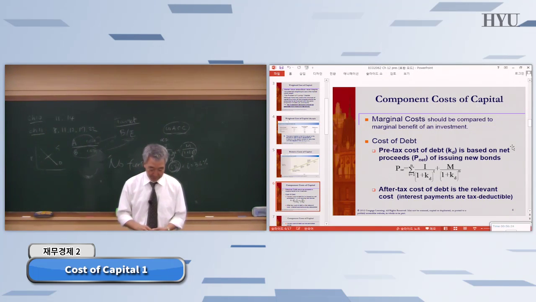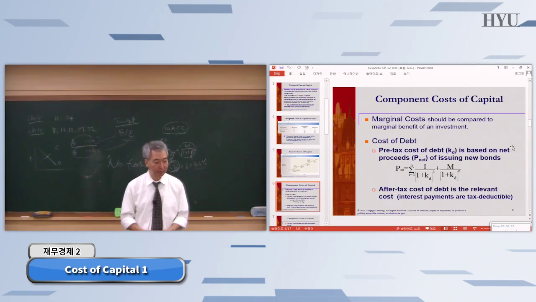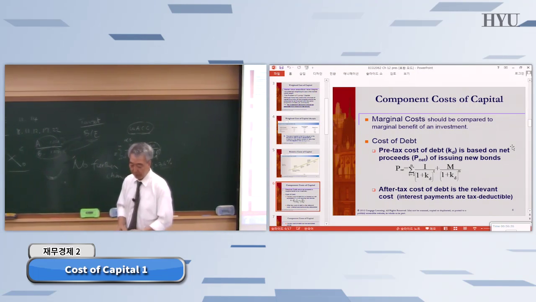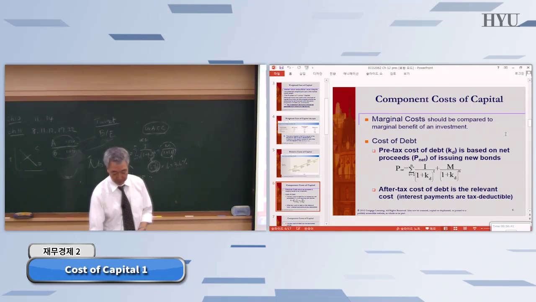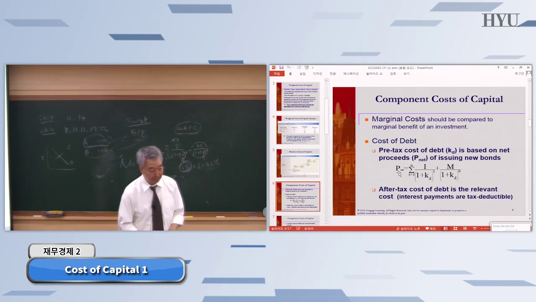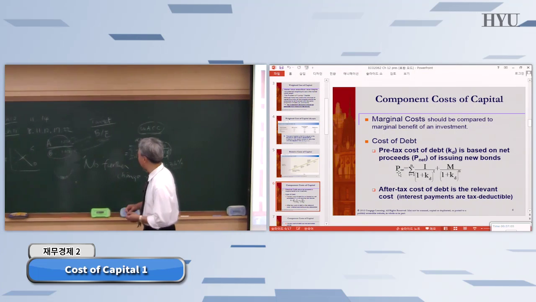Cost of debt, we already talked about it here. So how do you reconcile this? Obviously we are talking about the internal rate of return concept here. The pre-tax cost of debt, KD, this discount rate here, is based on the net proceeds, the price net of issuing new bonds. Here it's slightly different from what I've talked about before.